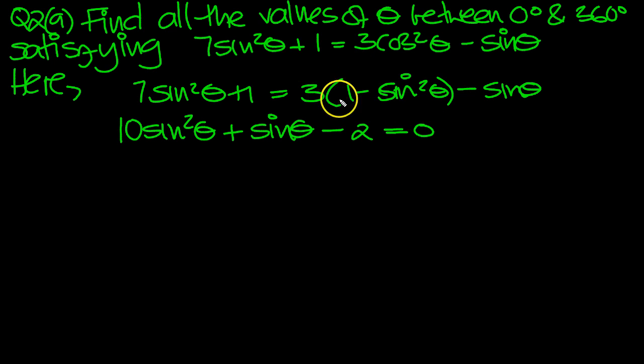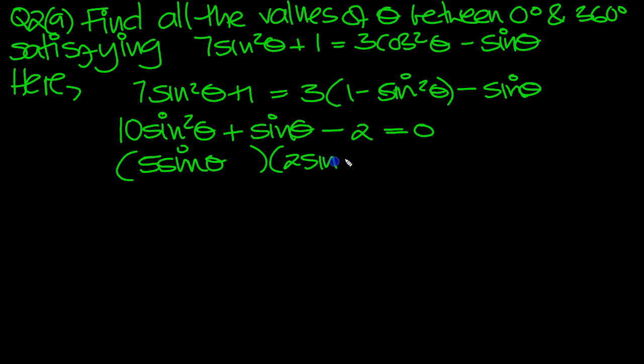So we moved the minus 3 when we expanded the bracket to plus 3 and added it on here. We then moved the sine theta over to the left hand side, and then we had a 3 here, moved over to minus 3 when we expanded the bracket. 1 minus 3 is minus 2. Now hopefully this factorizes. I'm going to guess it's going to be 5 and 2. 10 and 1 is probably too big. So 5 and 2 sine theta.